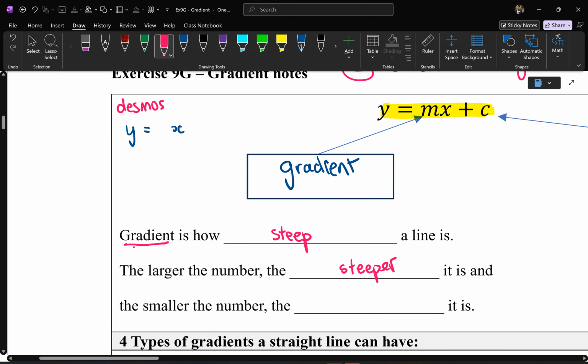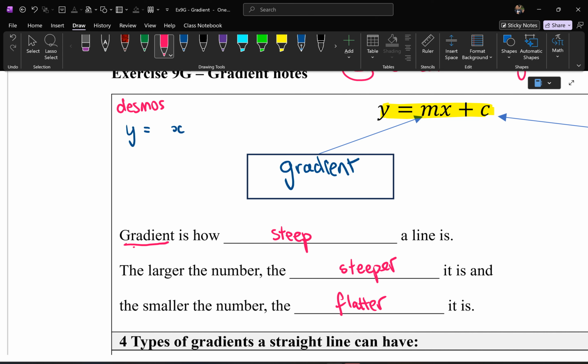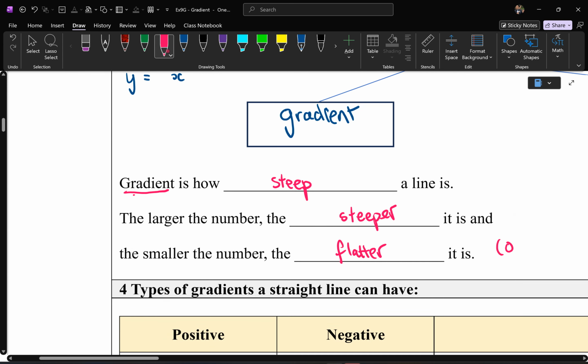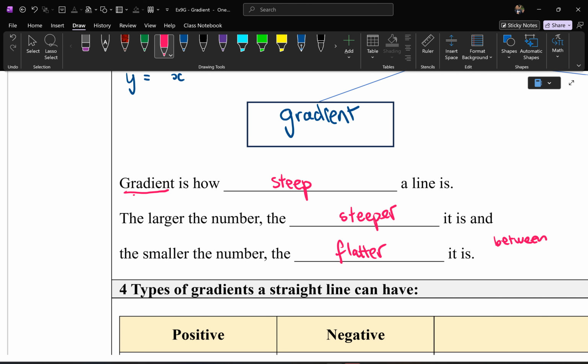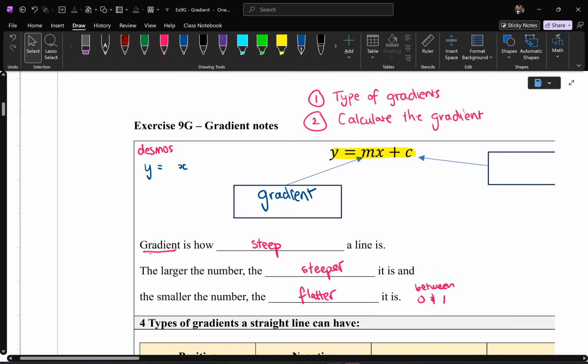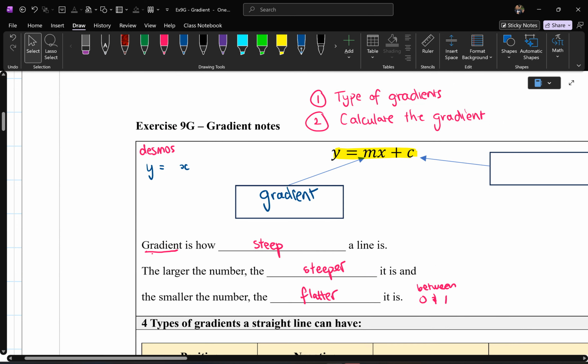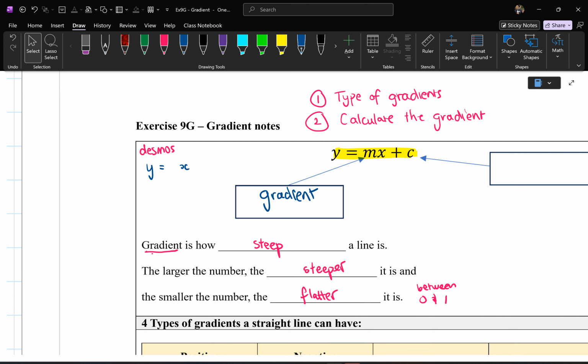Write this down. The smaller the number, the flatter it is, but it has to be between 0 and 1. Okay, so if it's between 0 and 1, the gradient will be flat. It will look flatter. It'll be closer to the x-axis than the vertical axis. So the larger the number, the closer to the vertical axis. The smaller the number, the closer to the x-axis. The sign, whether it's positive or negative, just determines whether it goes up or goes down. So you can go uphill or downhill.